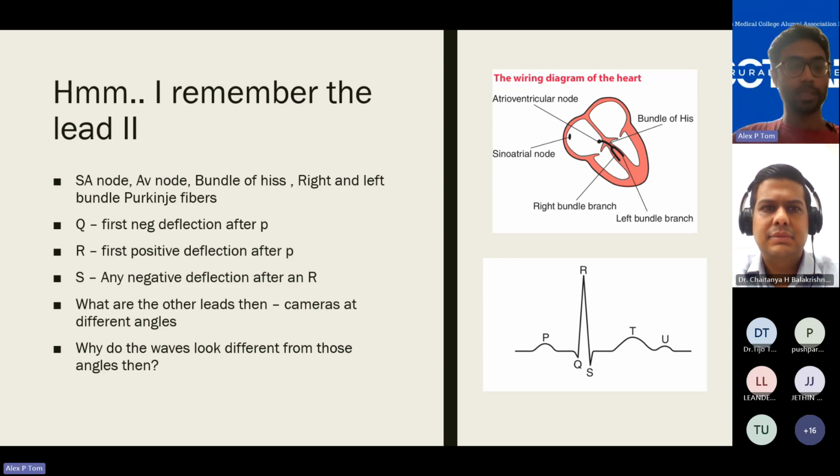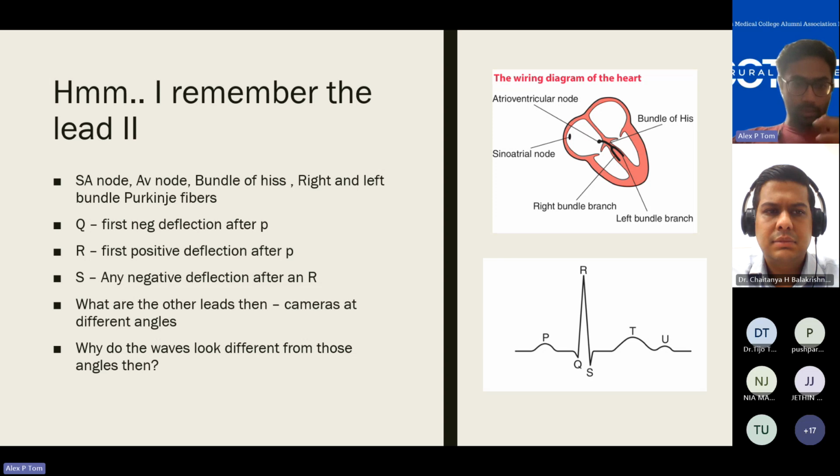I'm sure you all remember this. Just take a look at this slide. You know the conduction pathway, you know the SA node, you know the AV node. Then there is the bundle of His, then there is the right bundle and left bundle. And there's a picture of how a lead 2 ECG would look. When we say lead 2 ECG, it's a very characteristic description of an ECG wave, and that helps us name different deflections in the ECG. And we know what these deflections are and what the actual electrical events happening in the heart are. So let's have a look at that.